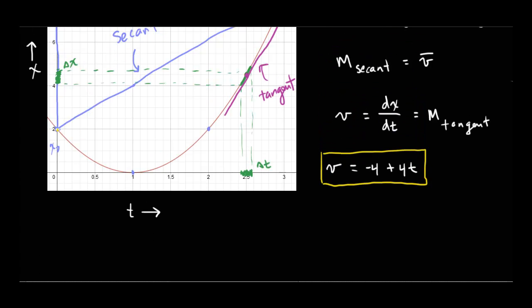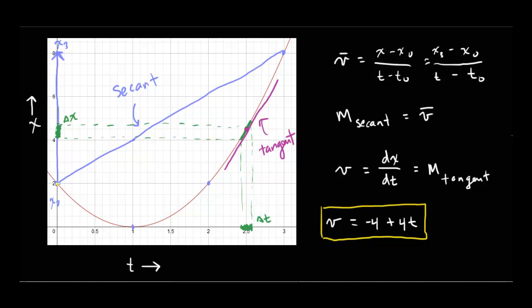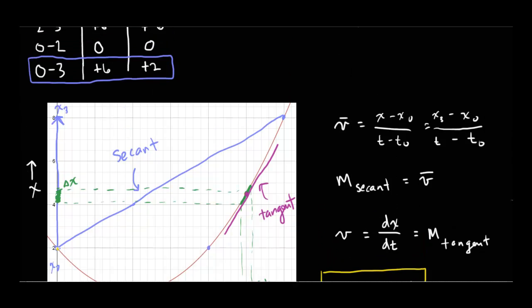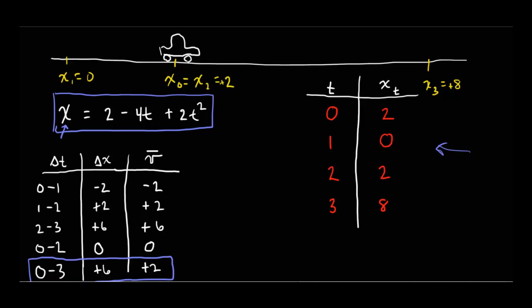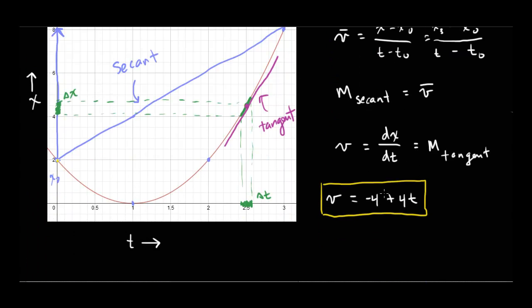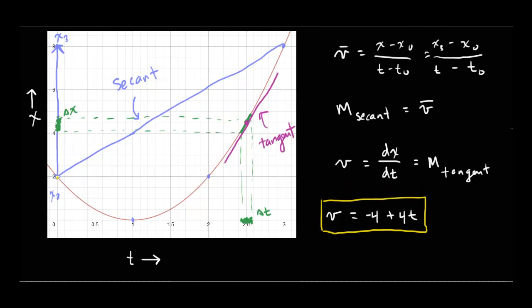For now, what I want you to get out of this video, first of all, is if you have an expression that gives position as a function of time, you take the derivative with respect to time, and you get an expression for velocity with respect to time. And then this little exercise gives us the graphical meaning of that relationship. That's all for now.